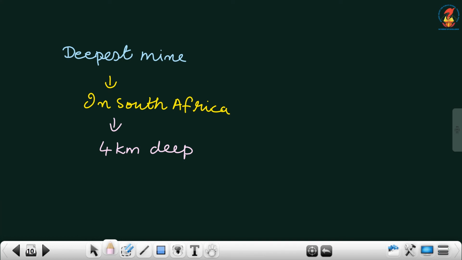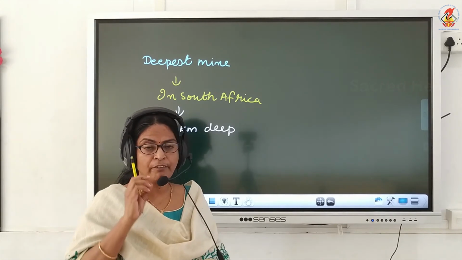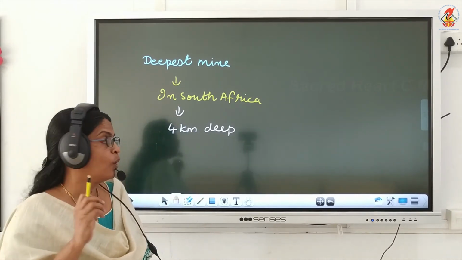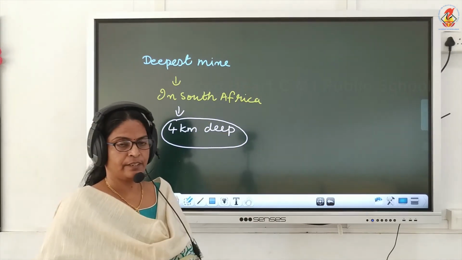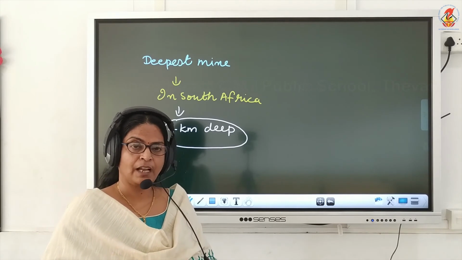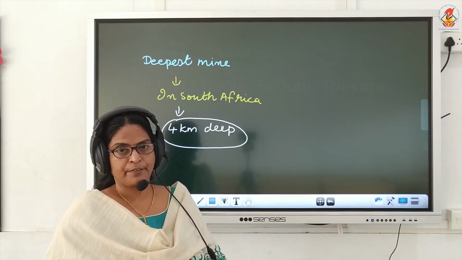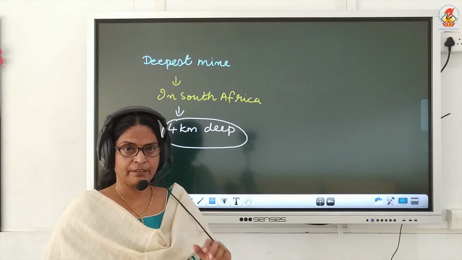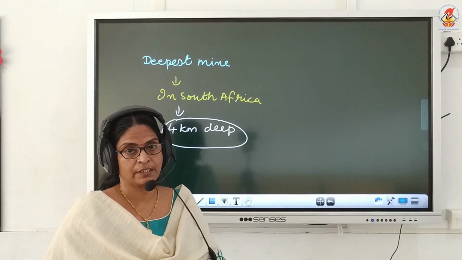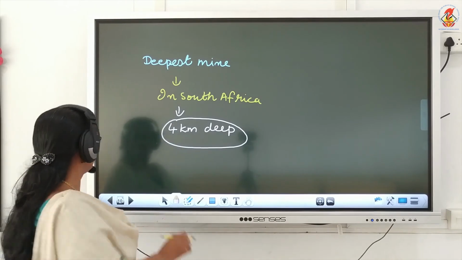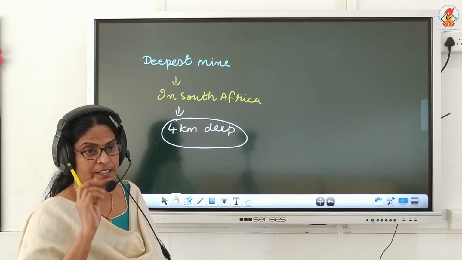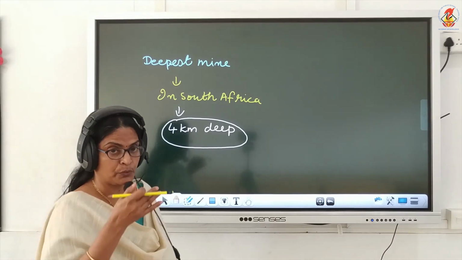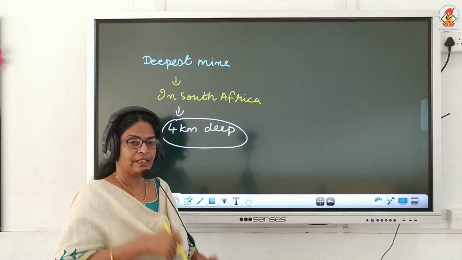Now, do you know where the deepest mine in the world is? It is in South Africa, and it has only 4 kilometers of depth. Engineers in search of oil have dug up to 6 kilometers from the oceanic floor. So it is impossible to go to the center of the earth. We would have to dig about 6000 kilometers under the earth.